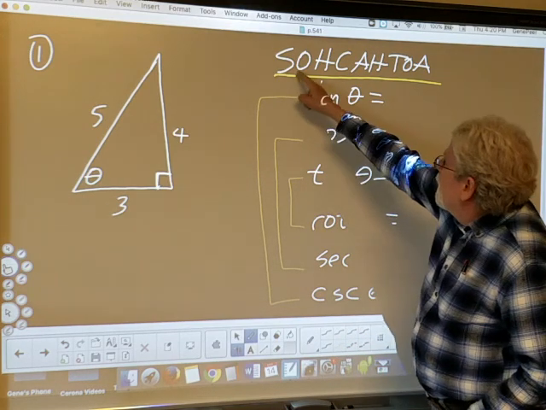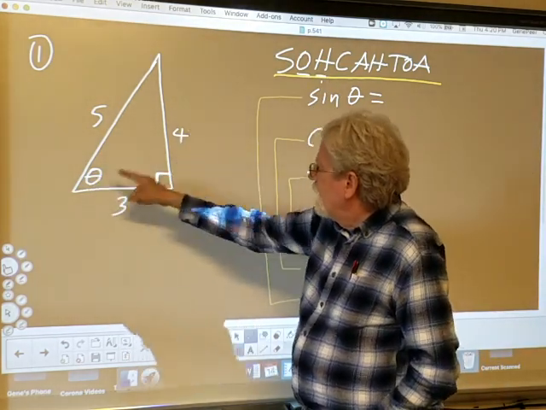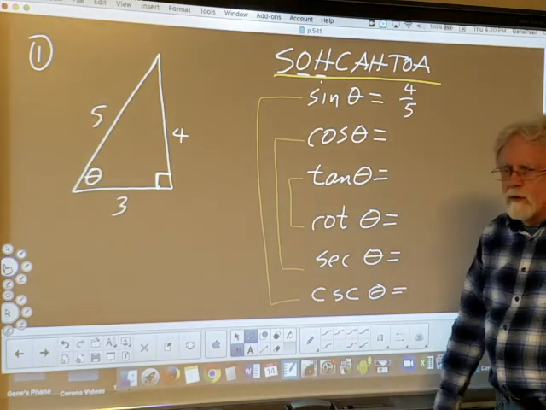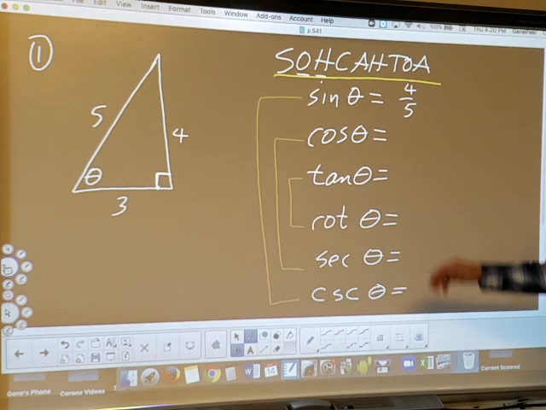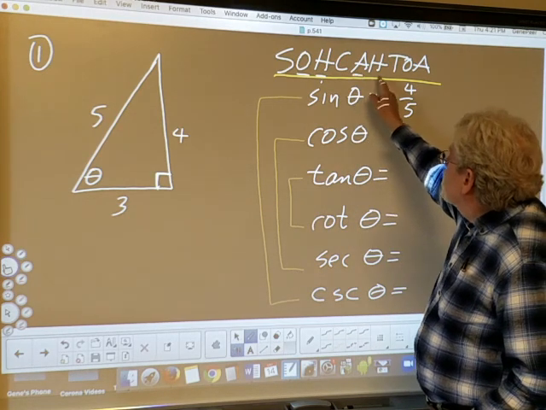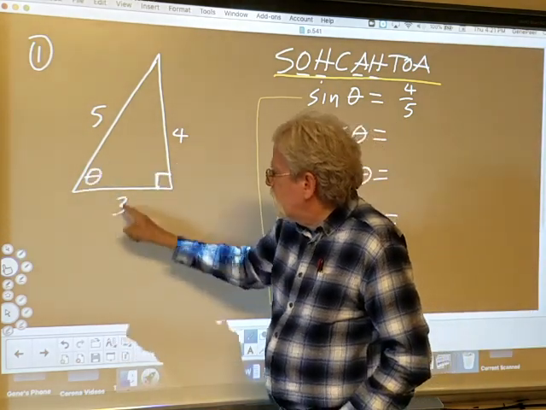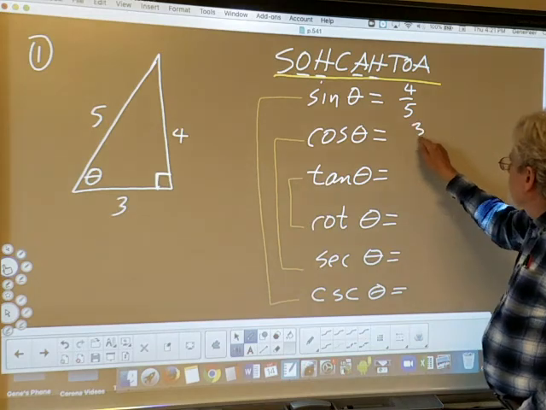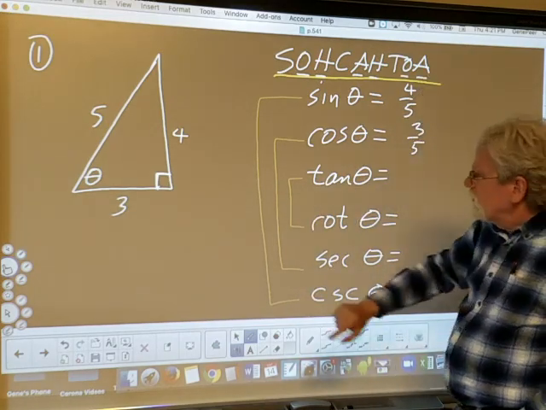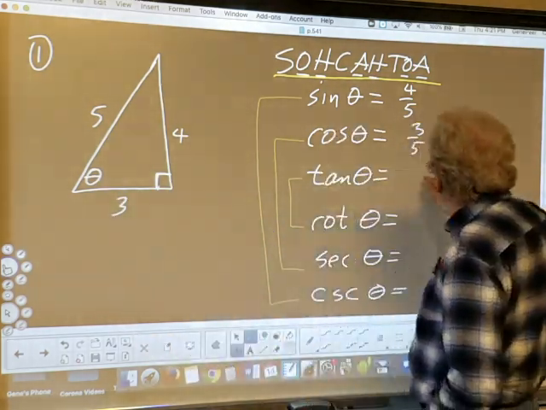The sine of theta. Sine is opposite over hypotenuse. Here's theta, opposite is 4, hypotenuse is 5, sine of theta is 4/5. We don't even care what theta is. We could figure it out, but we don't need to. Cosine of theta, cosine is adjacent over hypotenuse, that's 3/5. Tangent is opposite over adjacent, that's 4/3.